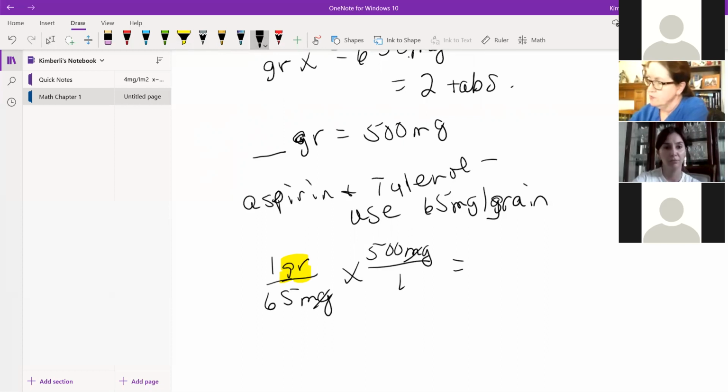So 1 times 500 is 500. 65 times 1 is 65. 500 divided by 65. I'm going to get out my handy dandy calculator. Yeah, 7.69. And I get, yep, exactly.